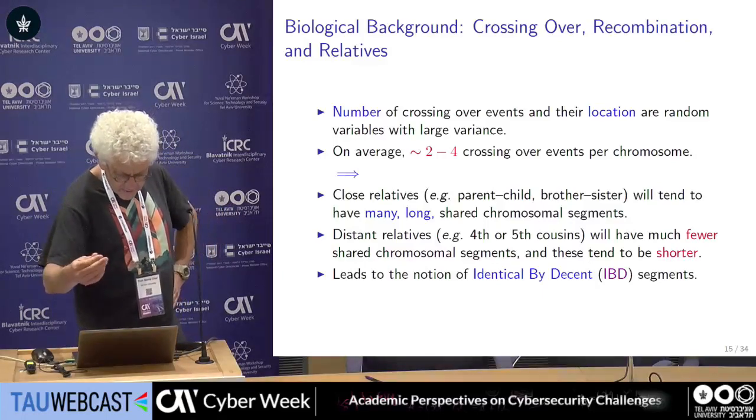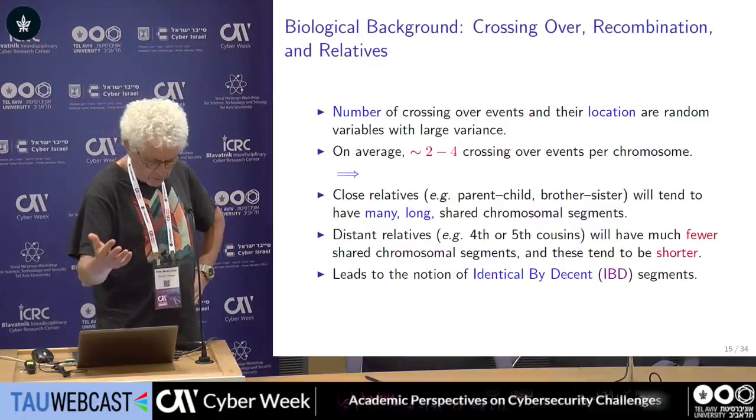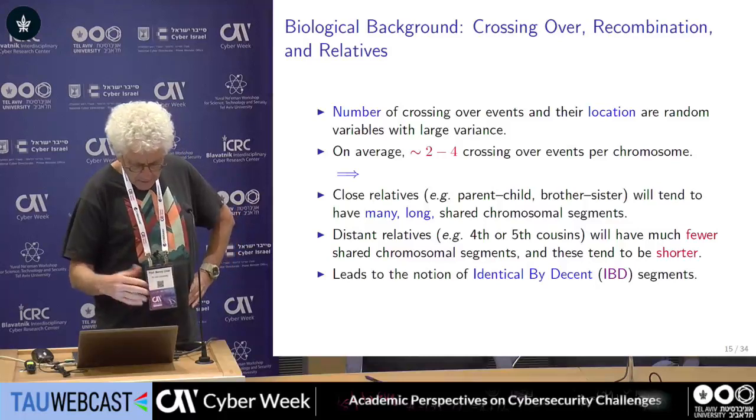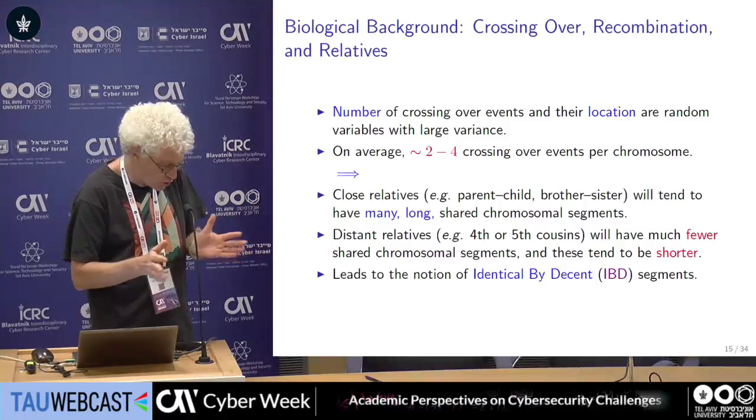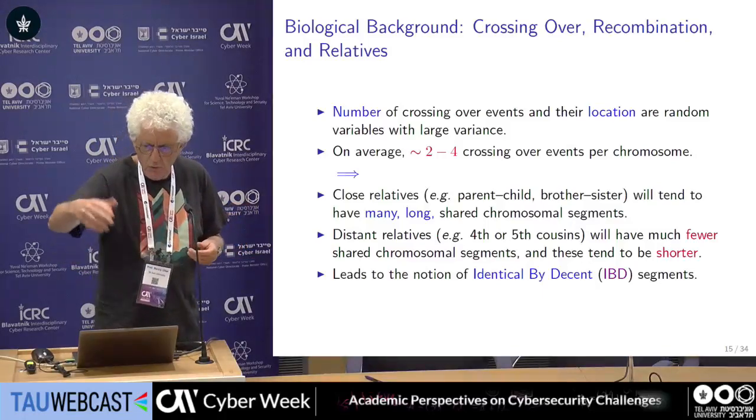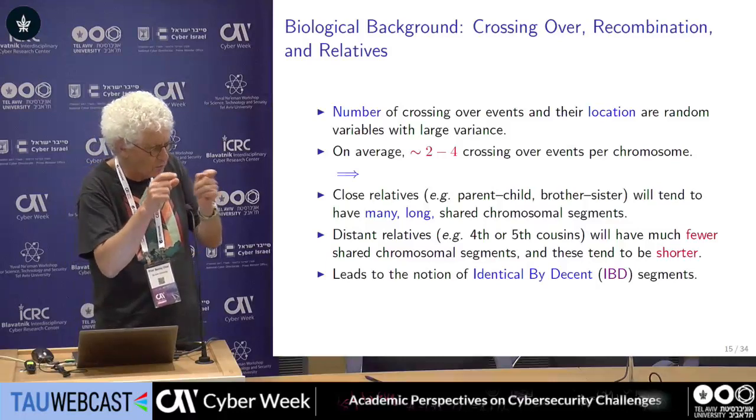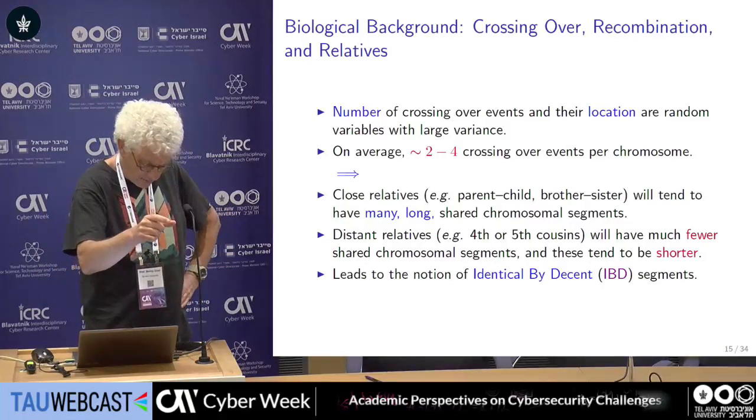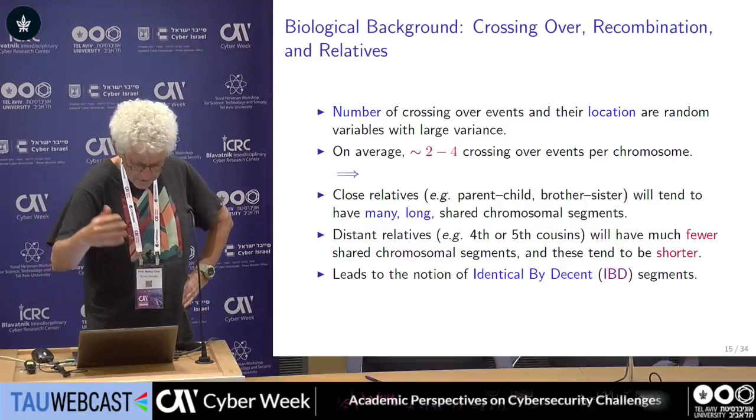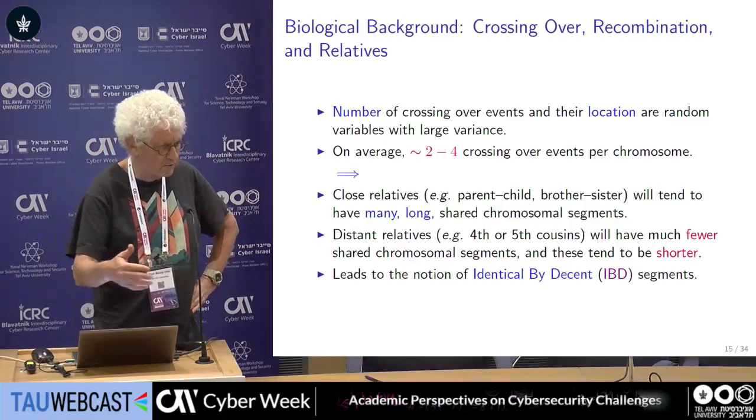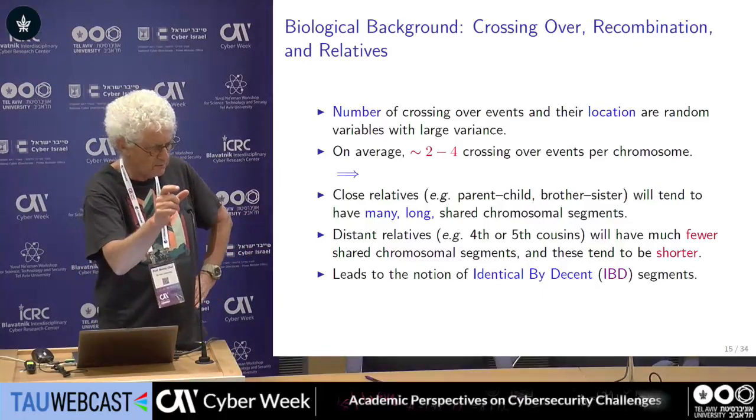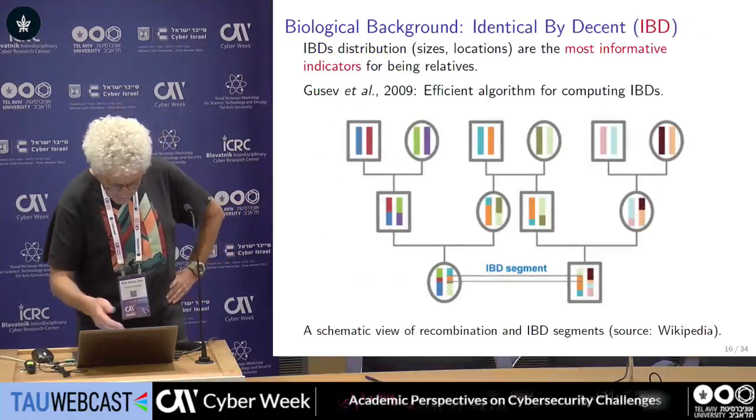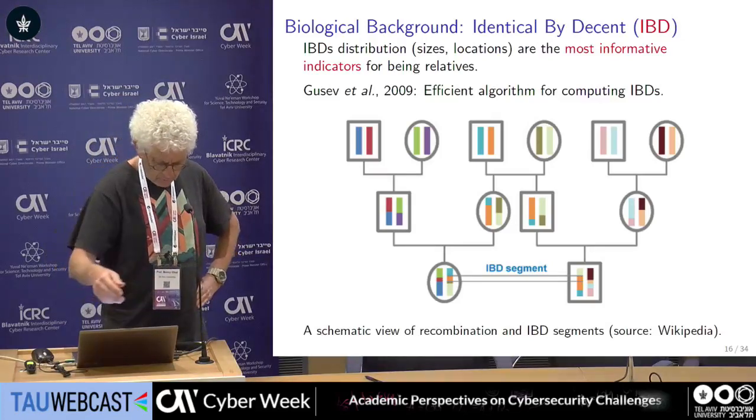The number of crossing over events per generation and their location are random variables, and the number of events is on average between 2 to 4. In general, close relatives will share long stretches of DNA, and as you go farther and farther, the shared stretches will be shorter. These shared segments of the DNA are called identical by descent, or IBD. Most of the techniques for identifying relatives are based on how long these chunks of shared DNA are and what their distribution is.